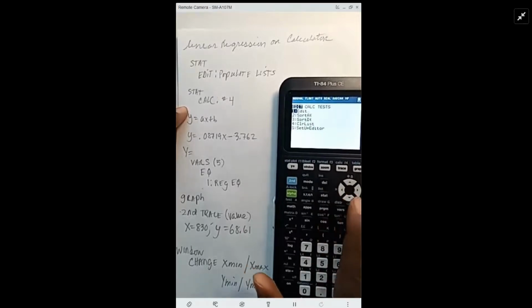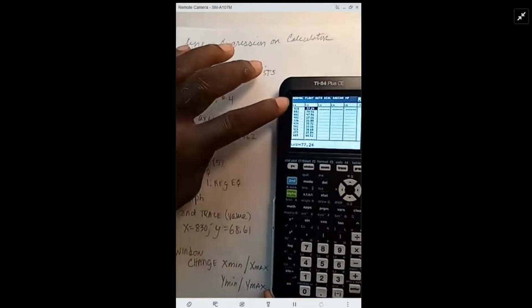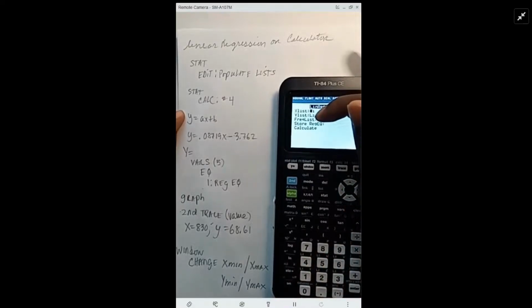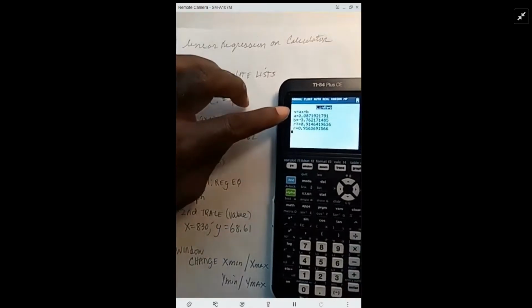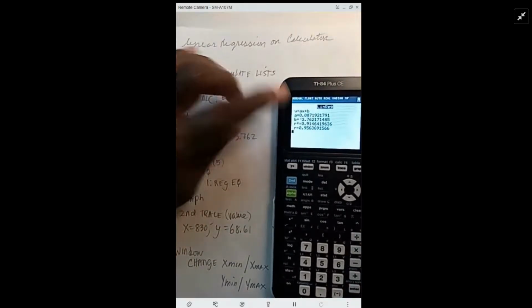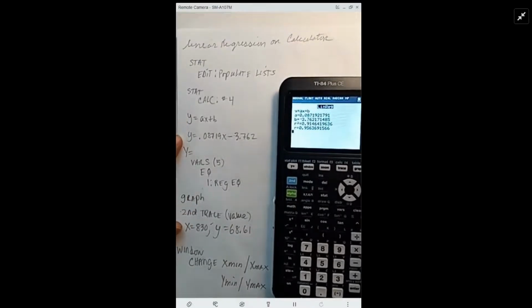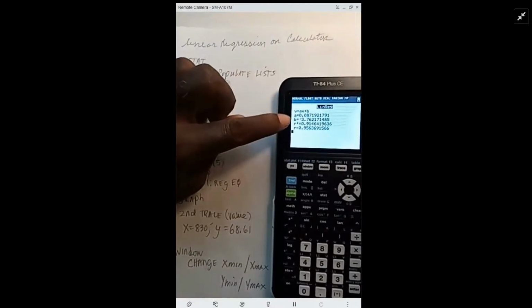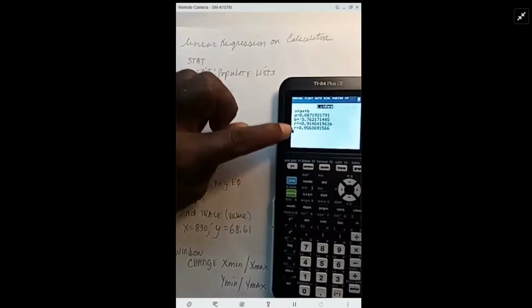List 1 is my x values, list 2 is my y values, so everything is set there. We go back to stat, calculate, linear regression 4. You see x is list 1, y is list 2. Now all you have to do is enter, enter, enter, enter, calculate, enter. It calculated everything already: y equals a plus ax plus b. We know that's the equation of a line. That's going to be our linear regression equation, where a equals this long value here, b equals that long value there. Our r is 0.95, which is close to 1.